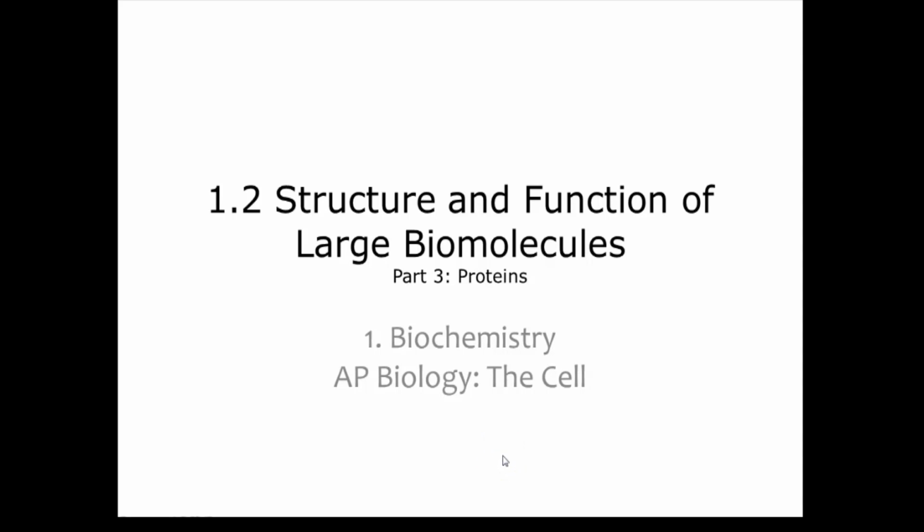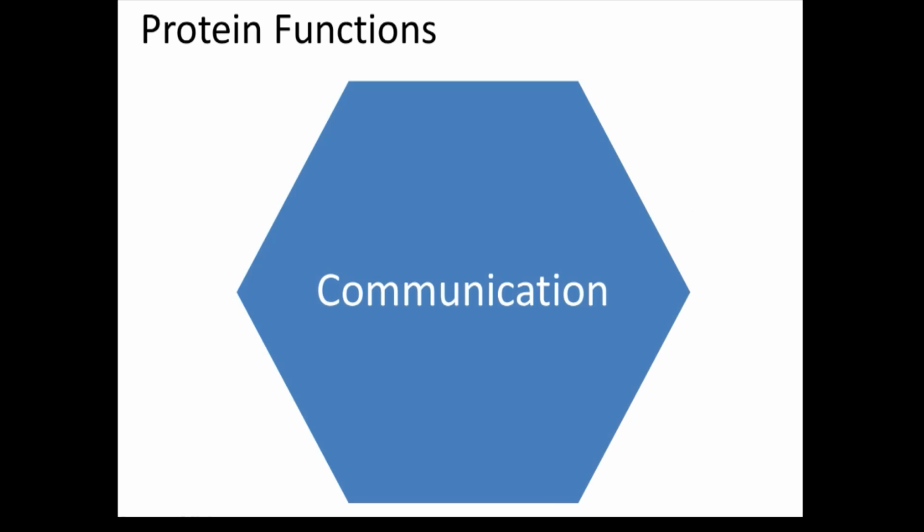Alright, now for the last section of Structure and Function of Biomolecules, Part 3, Proteins. Proteins have many different functions. There are thousands of different proteins in cells to do lots of different things in organisms. Some proteins are used for communication. Insulin is an example.